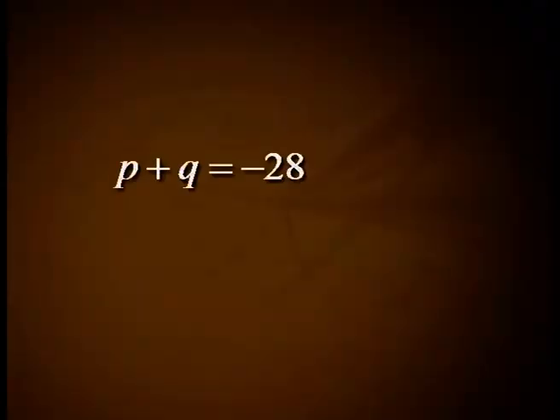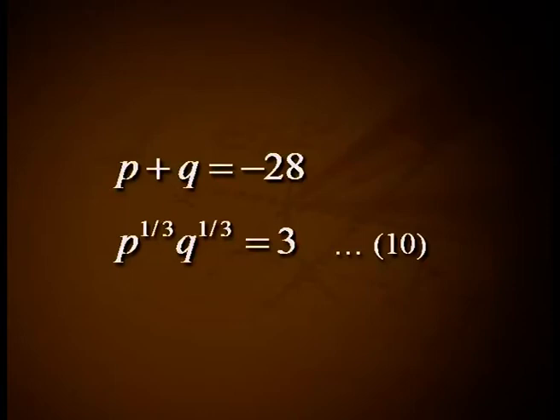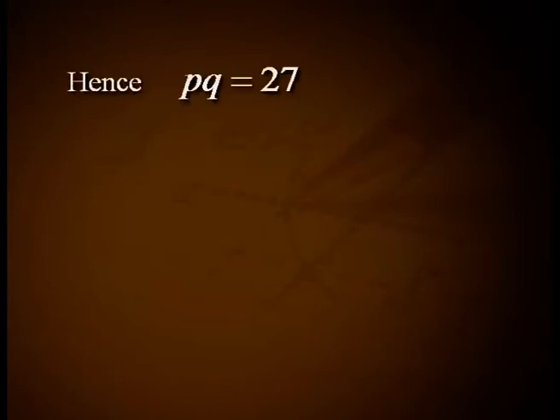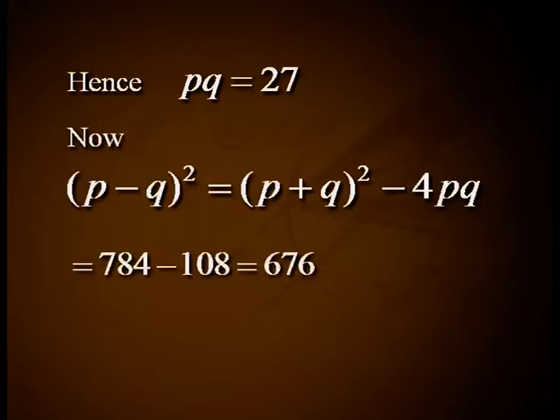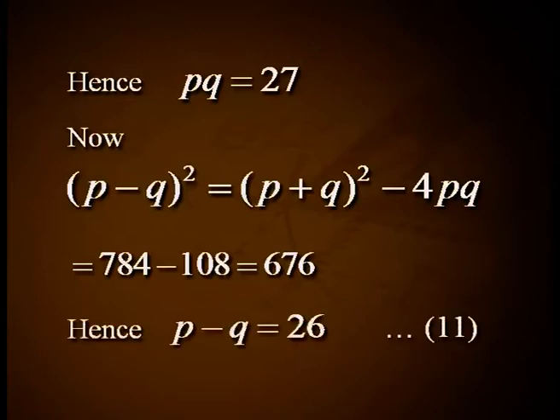Comparing this with the given cubic equation, we get p + q = −28 and p^(1/3) q^(1/3) = 3, equation number 10. Hence, pq = 27. Now, (p − q)² = (p + q)² − 4pq = 784 − 108 = 676. Hence, p − q = 26, equation 11.